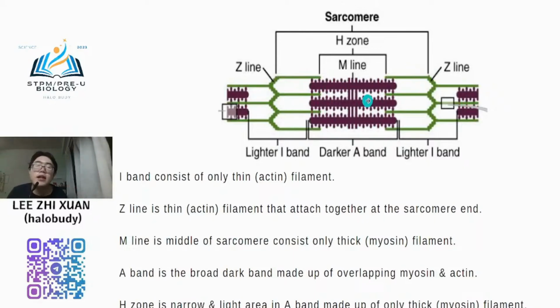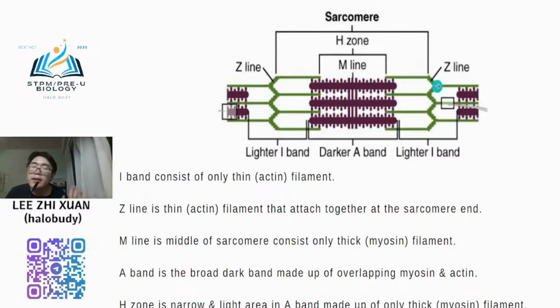Thick filament will not move. In muscle contraction, you need to remember that the thick filament is located at a certain location only. It will not move. Only the actin filament is involved in moving. The thick filament just stays there.